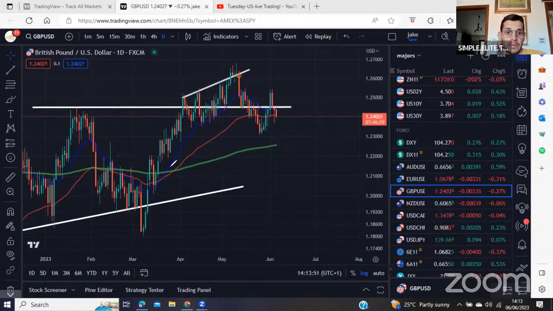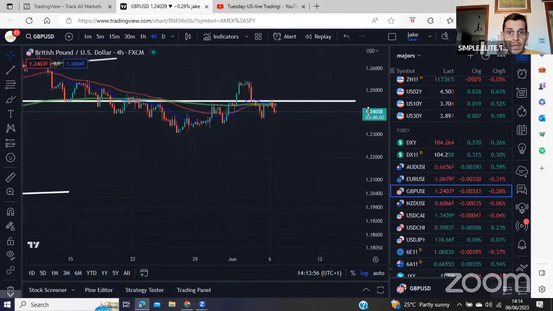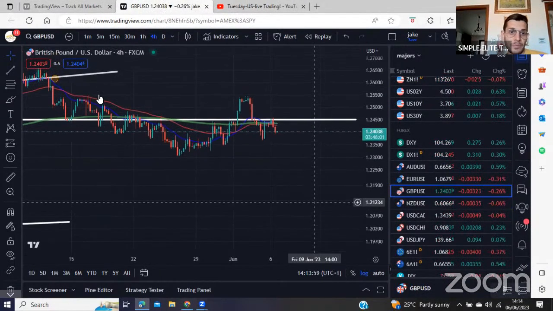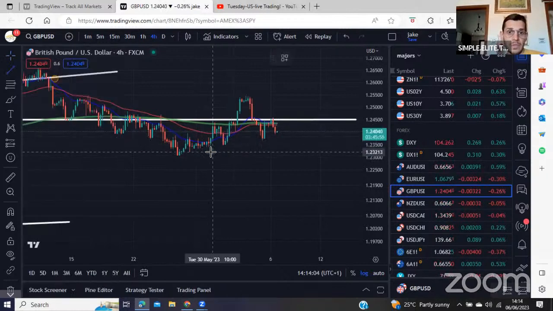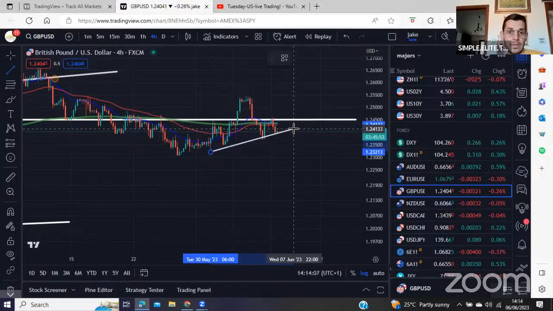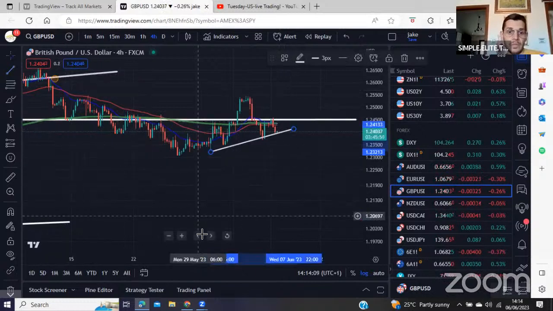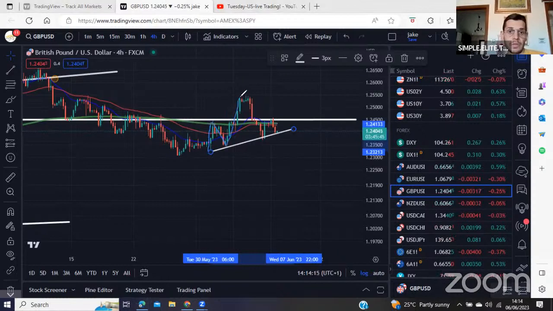So let's drop down the time frame and see. Okay, we have a potential head and shoulders forming here. So if we bring this trend line here and we draw this one, so this is the potential left shoulder, head and right shoulder. So I want to see this break and a retest of 124. I will consider being short on pound dollar.